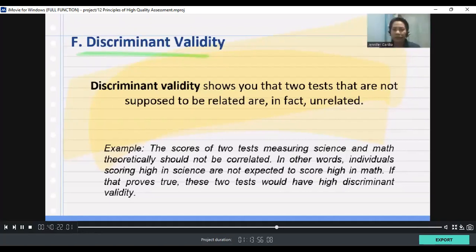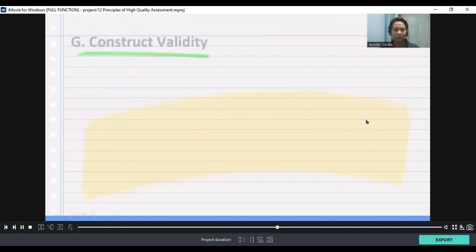So unlike concurrent validity where their performance should be the same, in discriminant validity their performance should be different. Or the test paper is different.